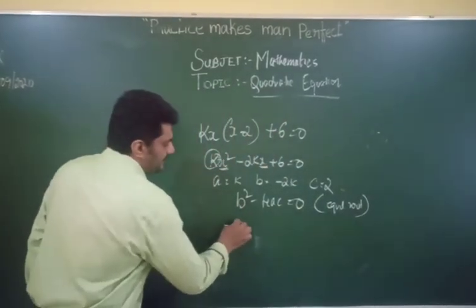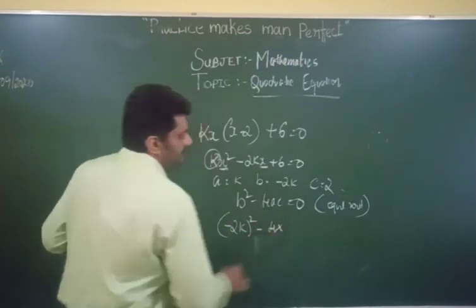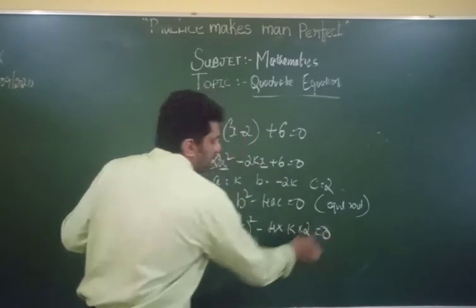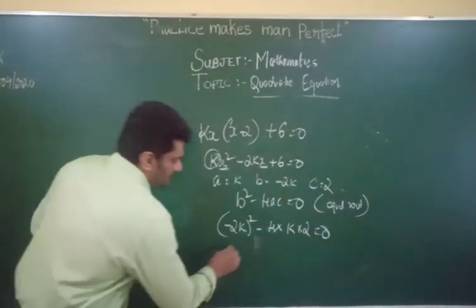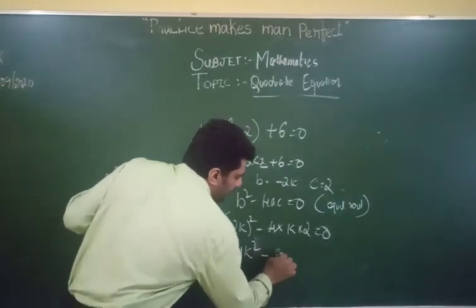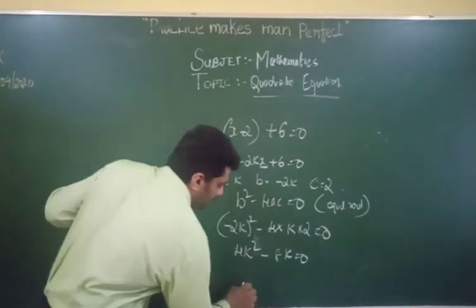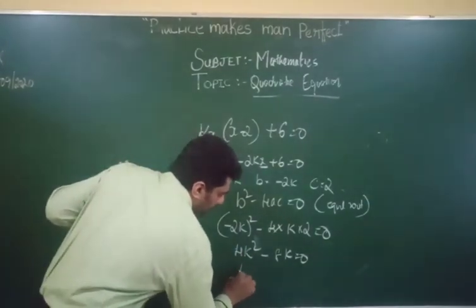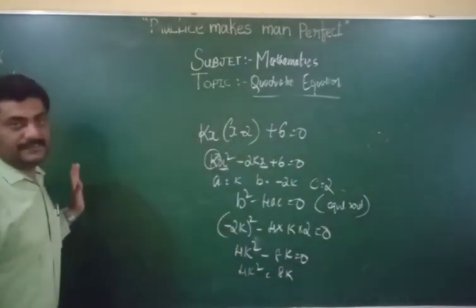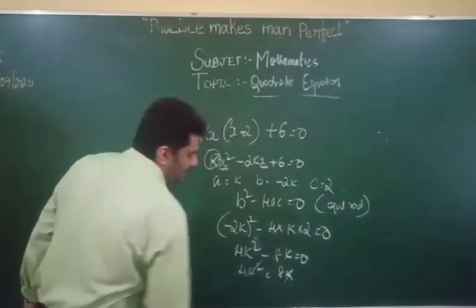b square minus 4 into a into k into 2 is equal to 0. Done. This is 4k squared minus 8k is equal to 0. Now here, if I take 4k squared is equal to 8k, correct? Now, on both sides, 1k gets cancelled.